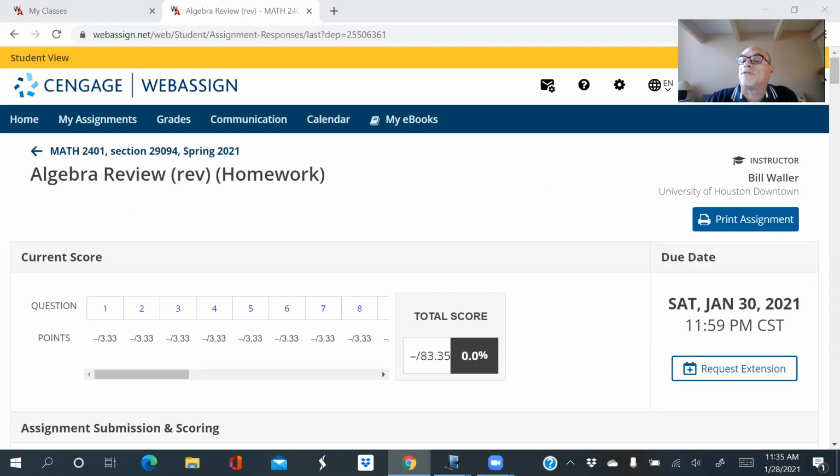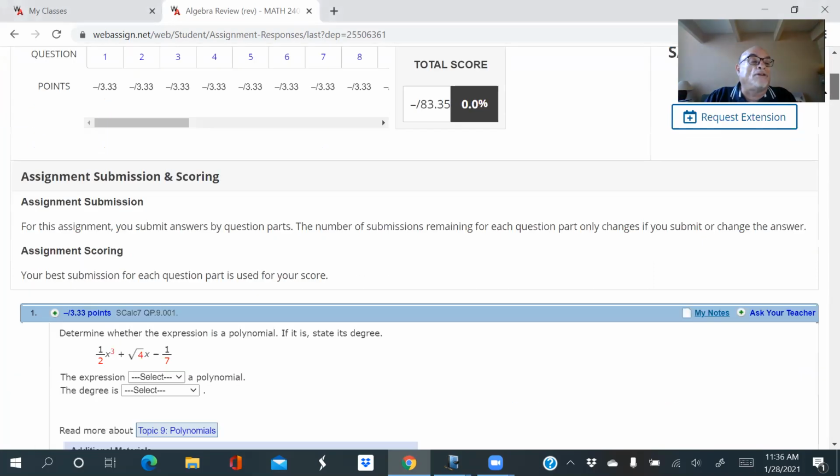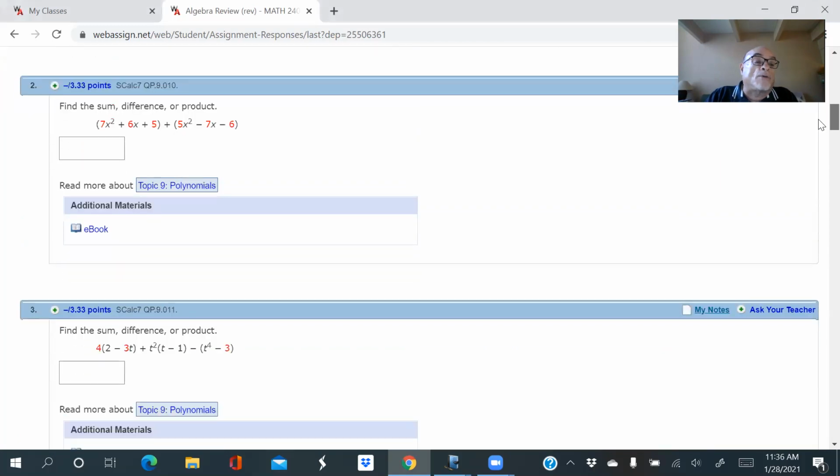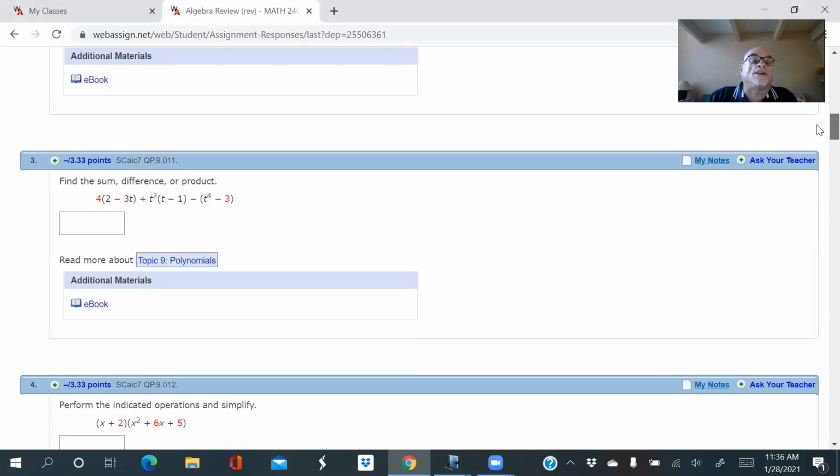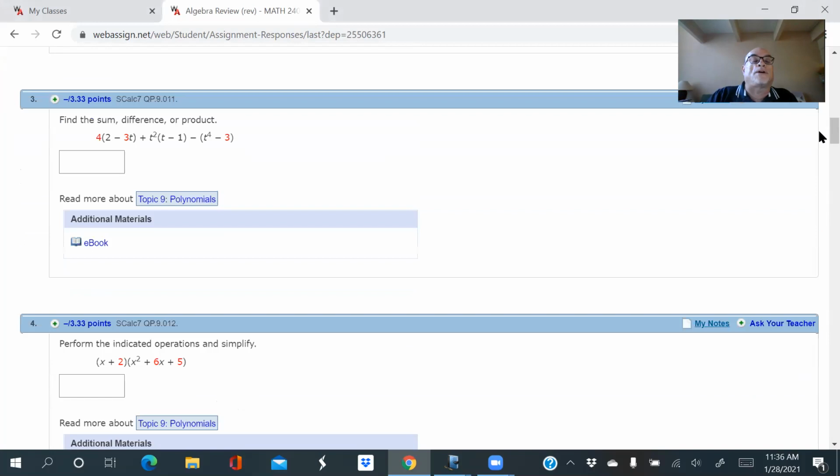Let me see if I can move some of my boxes out of the way so I can scroll through this. Let me see what the first one is that I marked to myself. These may not be your questions, so if you have questions, you can ask me separately from these problems.